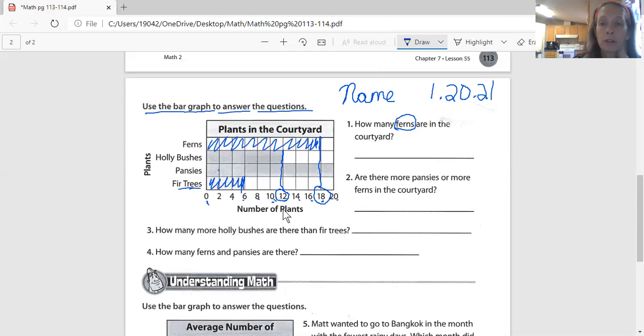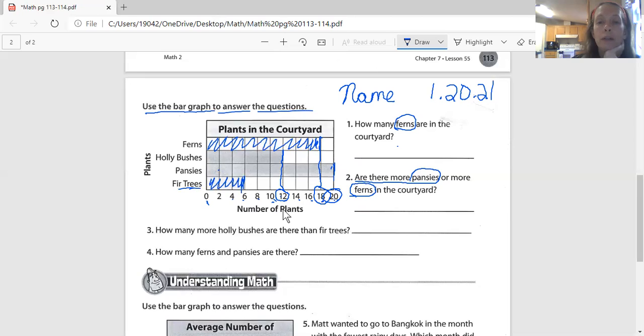Take this number and write it right here. Okay? And number 2 says, are there more pansies or more ferns in the courtyard? And if I look up here at my number of pansies, I find pansies, the word, all the way to the end. Oh, there it is. It's all the way on the edge. Pansies has this many. And ferns has this many.